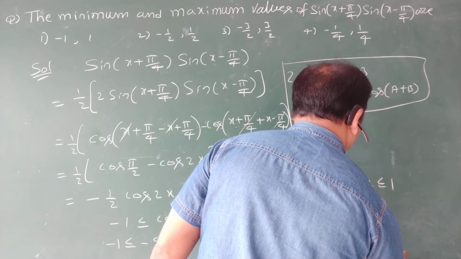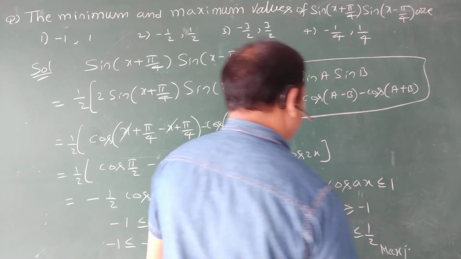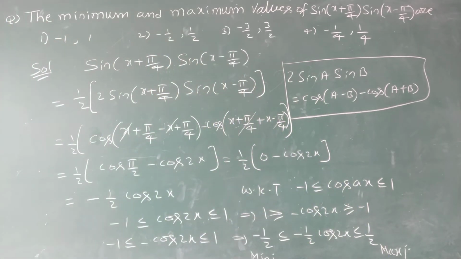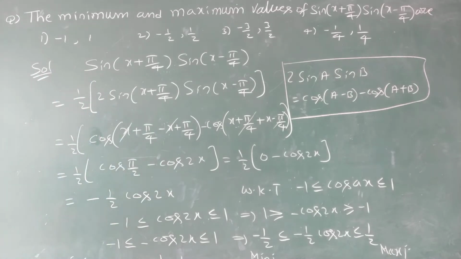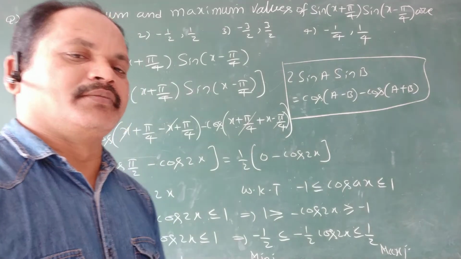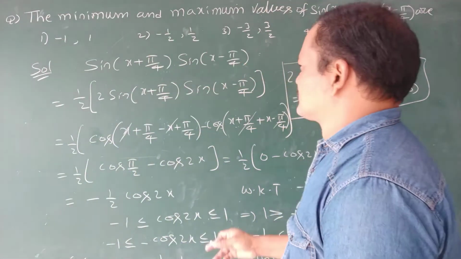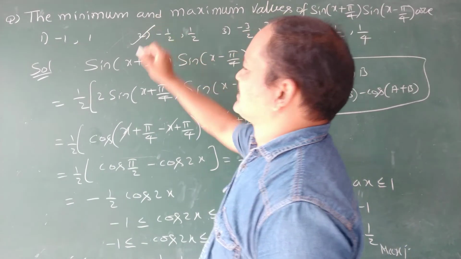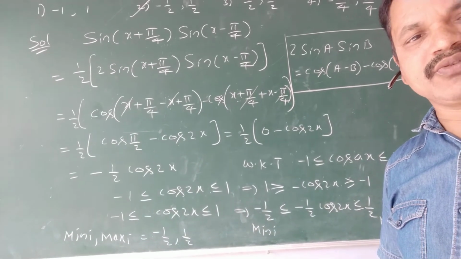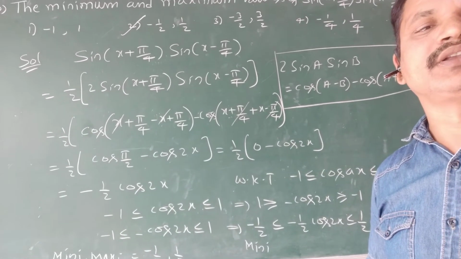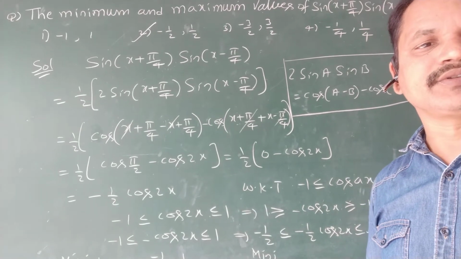and the maximum value of the function is 1 by 2. That's why the range, that means minimum comma maximum values of the function, is equal to minus 1 by 2 comma 1 by 2. That's why minus 1 by 2 and 1 by 2 are the minimum and maximum values of the function. That is in the second option. Second option is the right answer. So minimum value and maximum value are minus 1 by 2, 1 by 2. That's all.